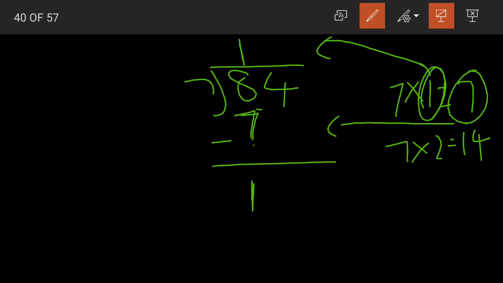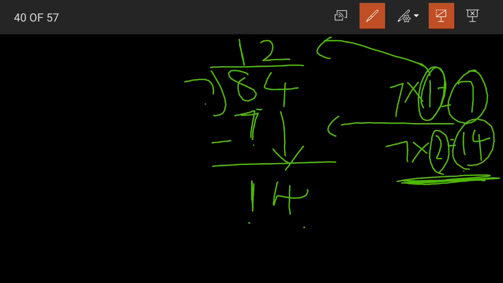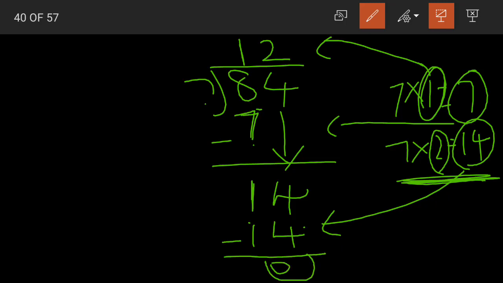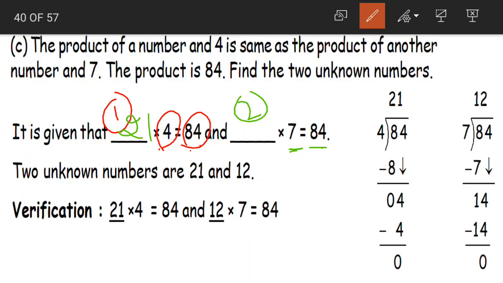Yes, children. And then bringing the other digit down, that is 4. Now what should we do? Do we have 14 in the 7 table? Yes. 7 twos are 14. So 2 would be written in the quotient and the 14 will be written below here. Next step would be to subtract. When we subtract, 0 is our remainder. So what is the second number here? 12. Our quotient 12 is our second number.